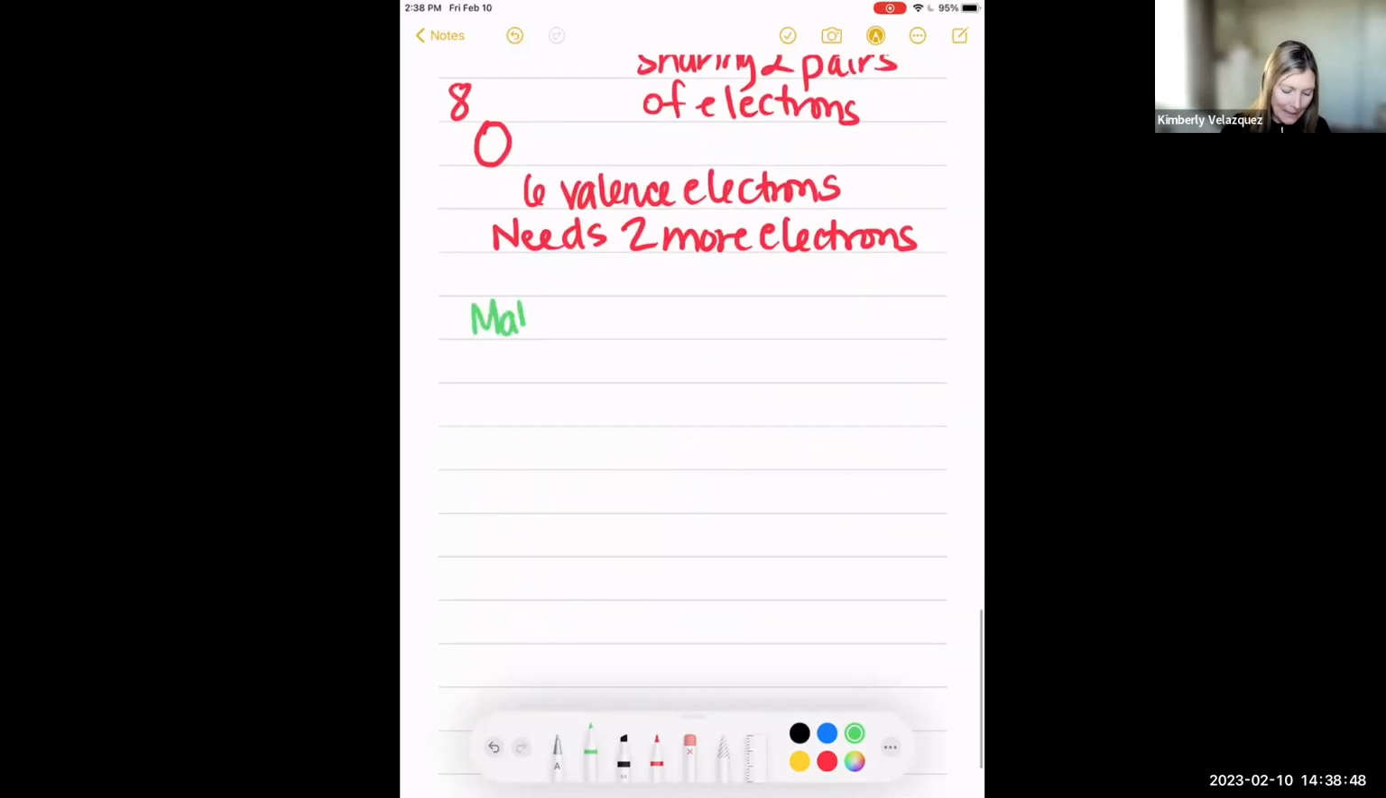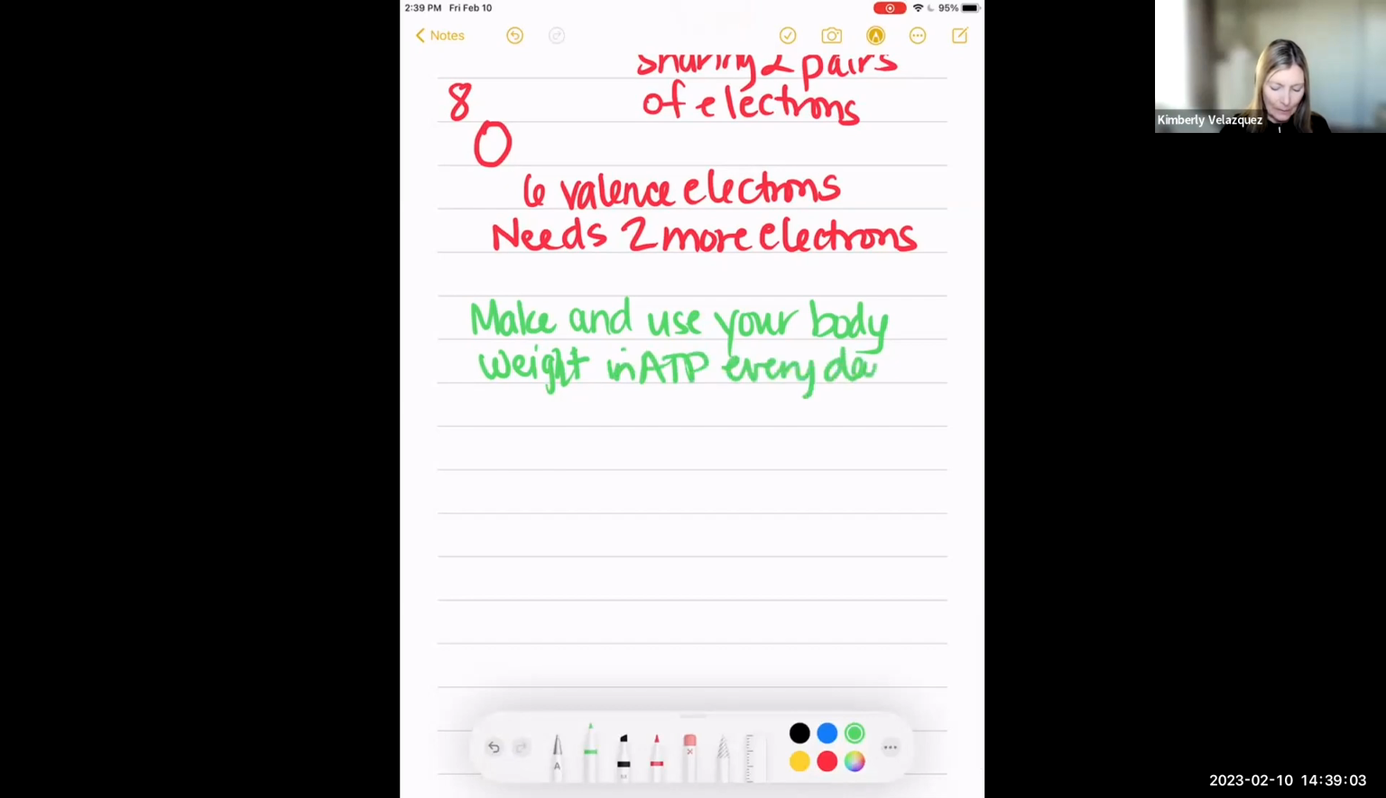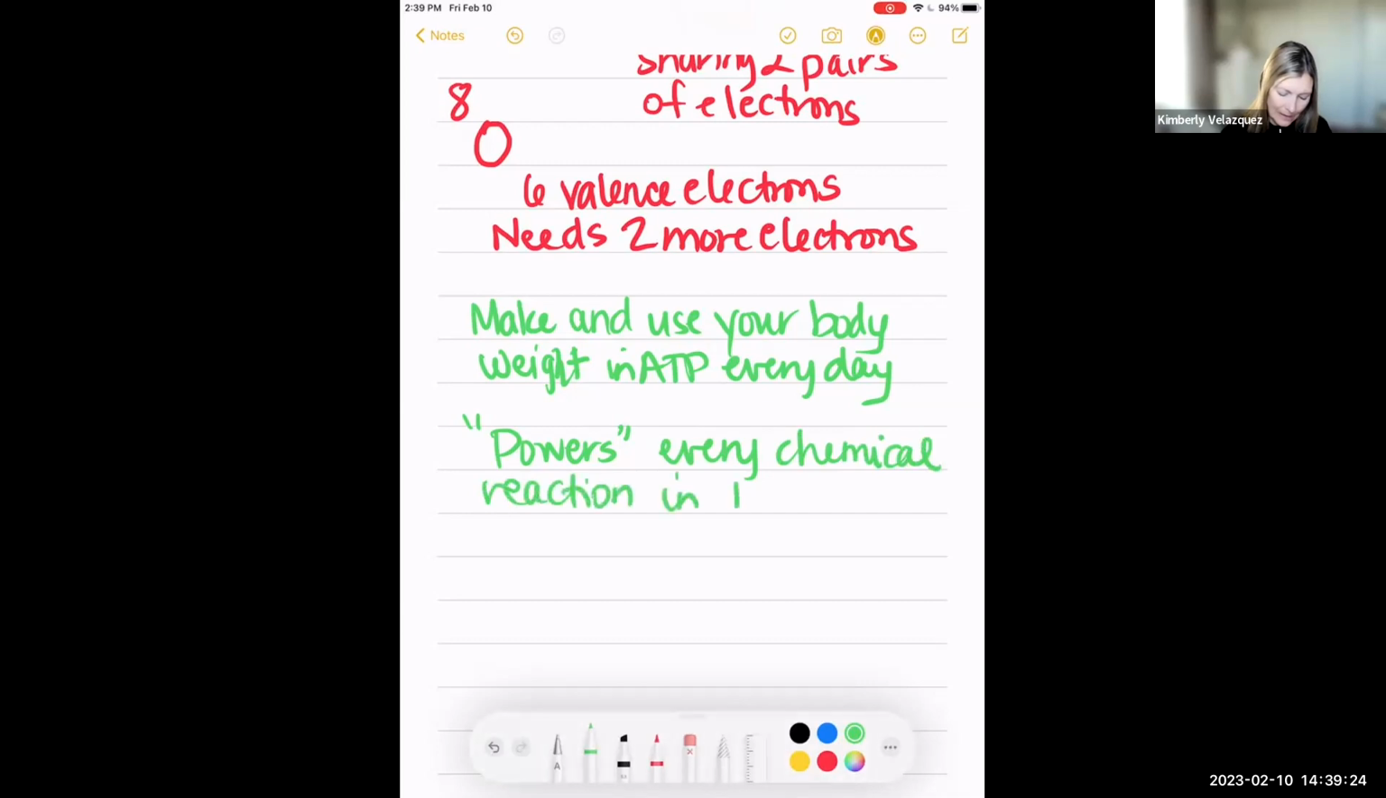In fact, you make and use your body weight in ATP every day. The second you stop making ATP, you die. You have to have a constant supply of ATP in the body. It powers every chemical reaction in the cell that requires energy. And that's a lot of different things.